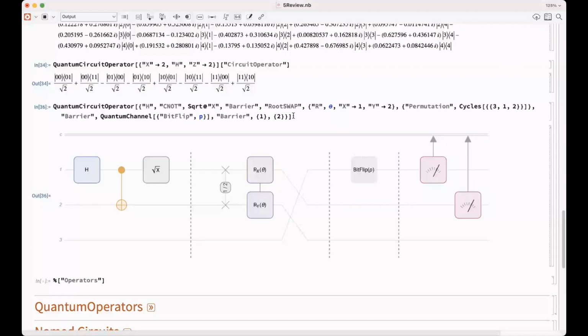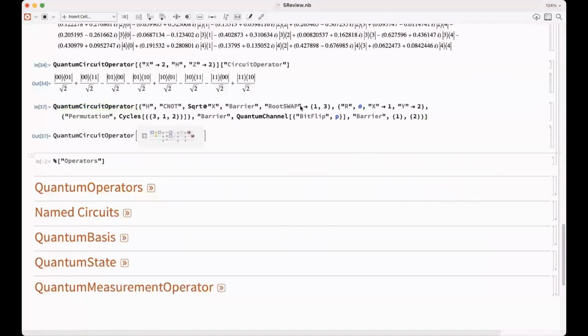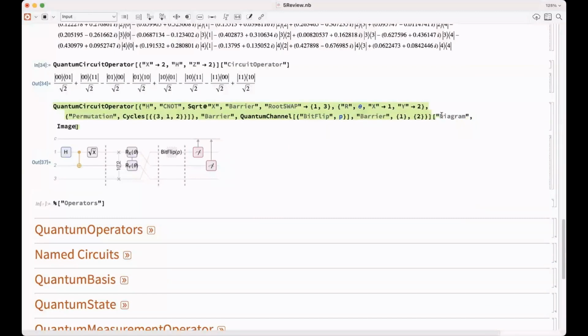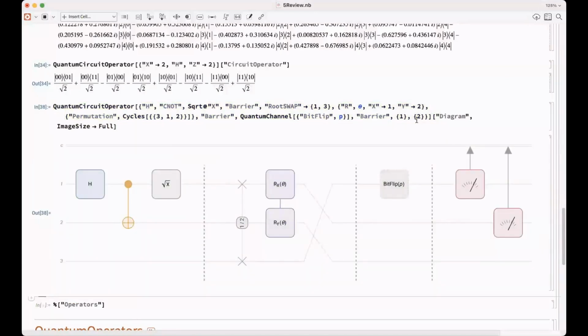And by the way, you can change any of these. For example, for the root swap, make it on the first and the third one. Just to show you, now if you look at the swap, as you can see, the root swap is acting on the first and the third qubit. So that's the case. The second argument is the order: you can go with the default one, or if it's given, we would just consider that very specific order.